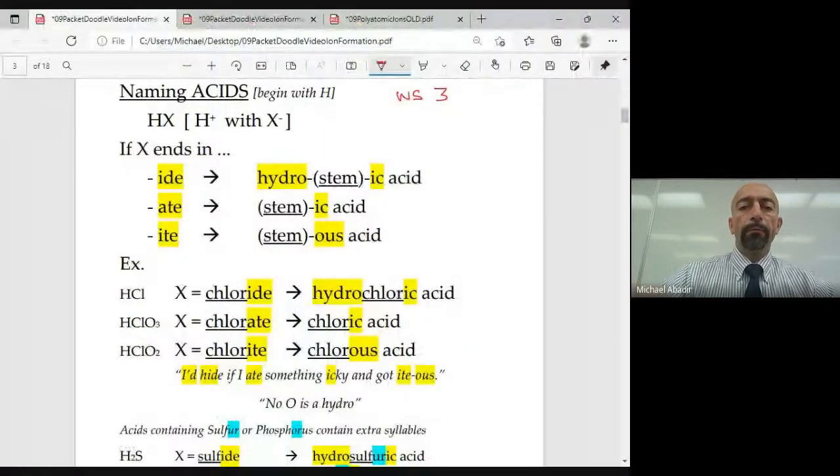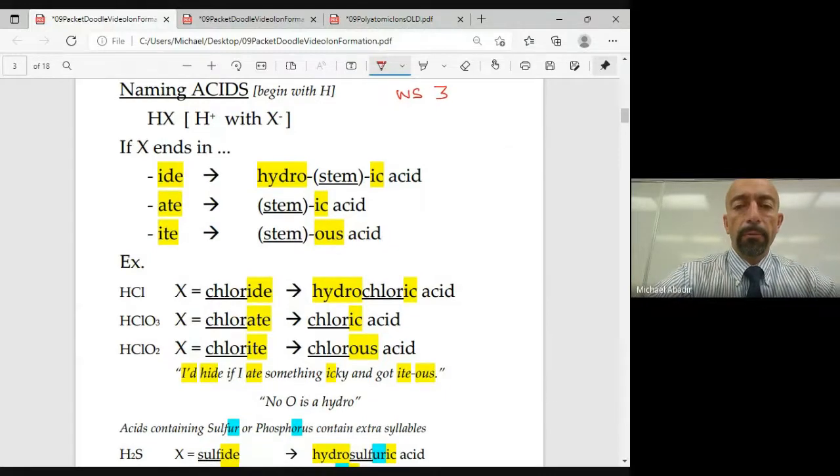Today we are on Chapter 9 packet for Chem 1, Worksheet 3, and we are going to be learning how to write formulas for acids and how to name them. So an acid is typically going to start with a hydrogen, and it's going to be attached to something. That something has a name that either ends in "ide" or "ate" or "ite." And whichever one is the case, we're going to change it to an appropriate acid name.